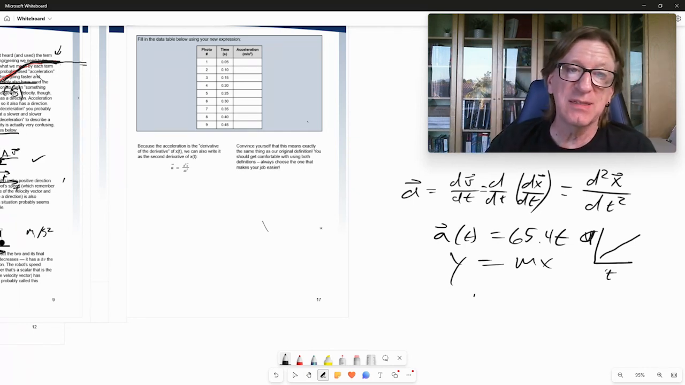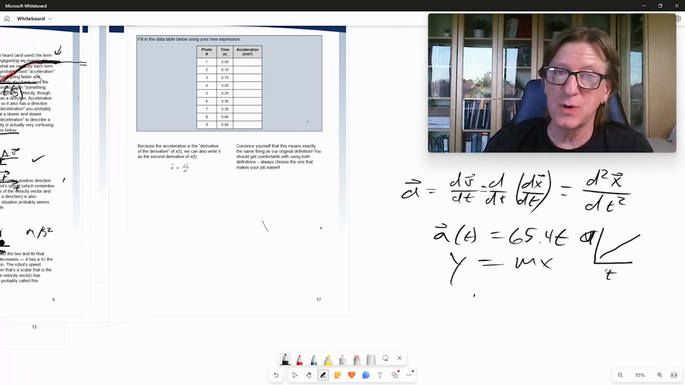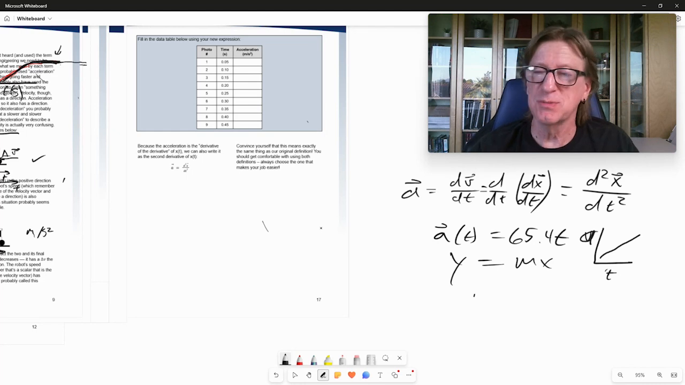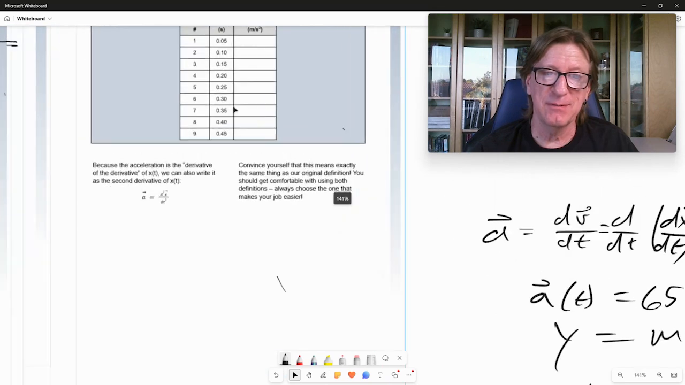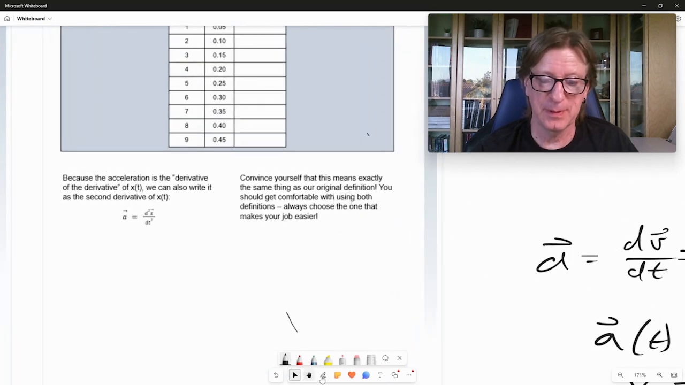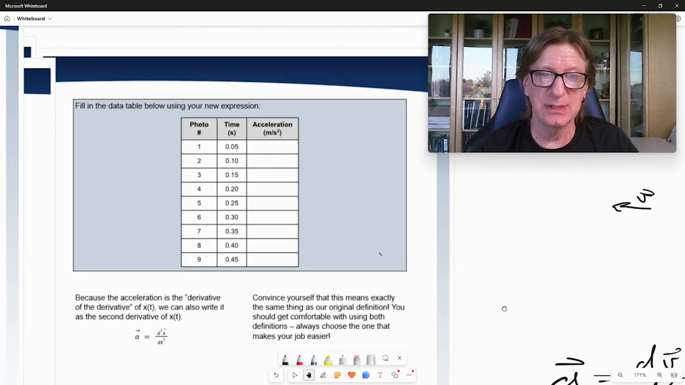So you can take those pictures, you can plug them into your equation then, and you should be able to get your numbers. Pause the video, let's do that right fast. All right, ready to go? Let's drag this down where we can see it.